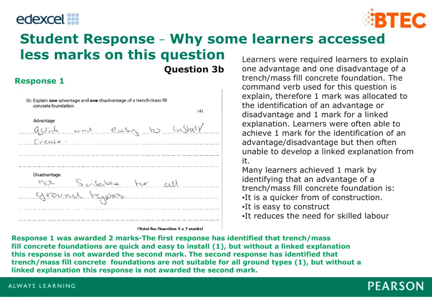In the 2 clips, response 1 was awarded 2 marks. The first response has identified that trench or mass-fill concrete foundations are quick and easy to install, 1 mark. But without a linked explanation, this response is not awarded the 2nd mark. The second response has identified that trench or mass-fill concrete foundations are not suitable for all ground types, 1 mark. But without a linked explanation, this response is not awarded the 2nd mark.